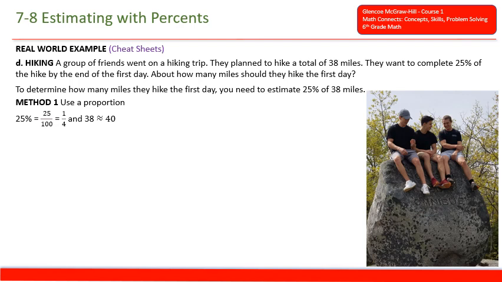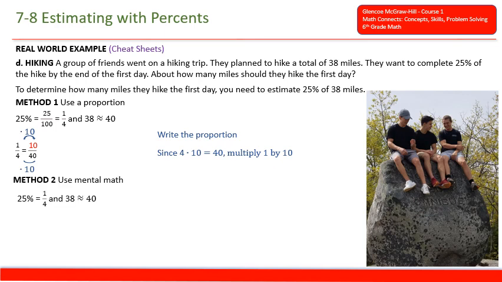Method 1, use a proportion. 25% equals 25 over 100 or 1/4. And we will round 38 to 40. Write the proportion. 1/4 equals x over 40. Since 4 times 10 equals 40, multiply 1 times 10, and we get 10.